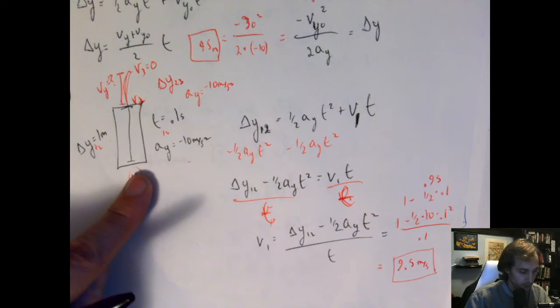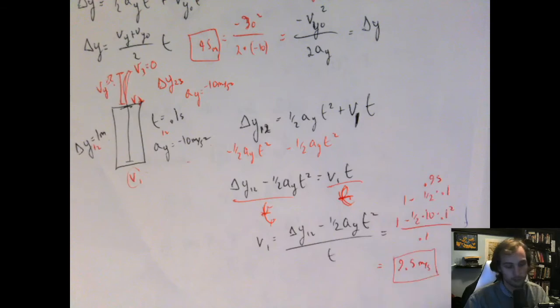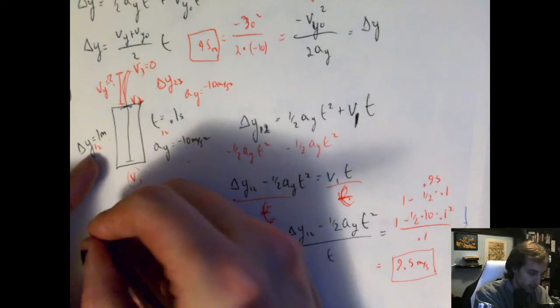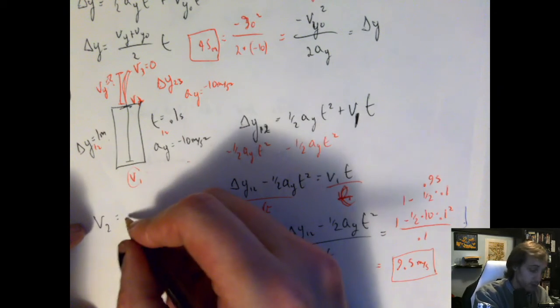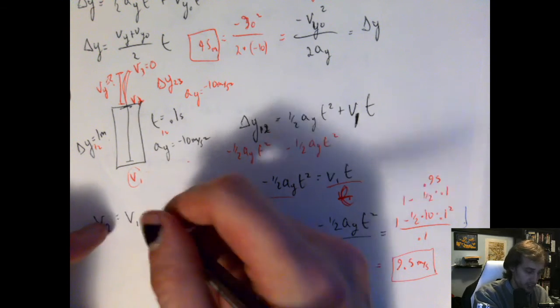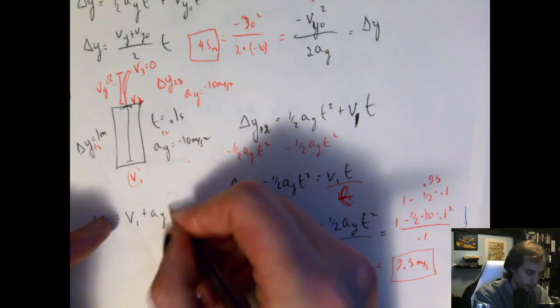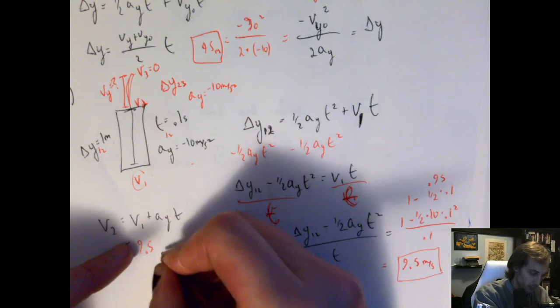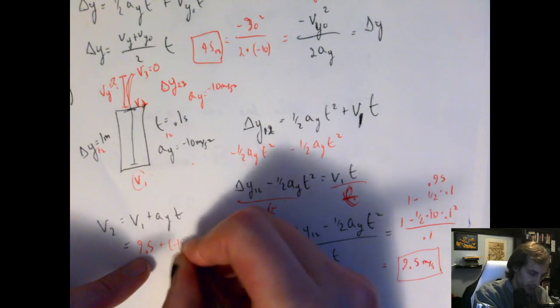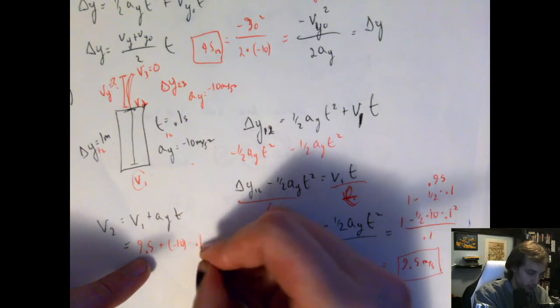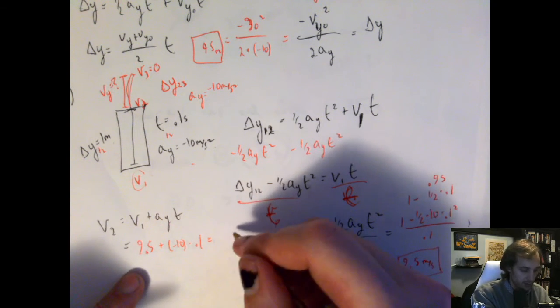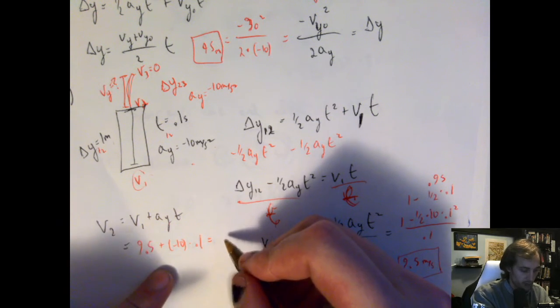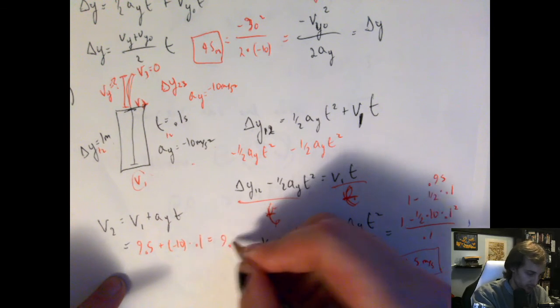This is our V1. Now we're looking for V2. Well, thankfully, the equation to get V2 is actually pretty straightforward. You could use anything with V2, but if we look at this one, it actually comes pre-solved. So all I have to do is plug in 9.5 plus negative 10 times 0.1. And that'll give us 9.5 minus 0.1, which gives us 9.4.